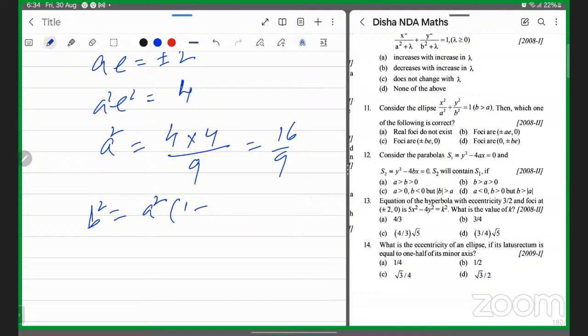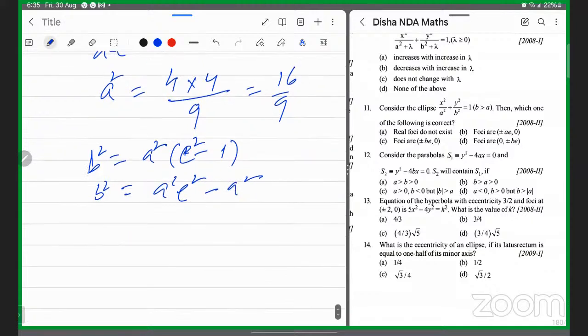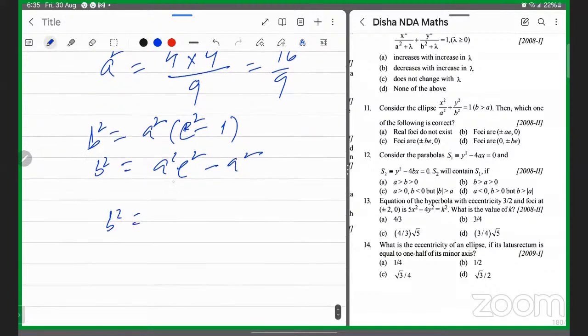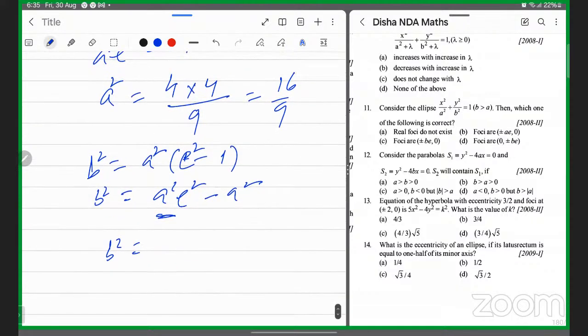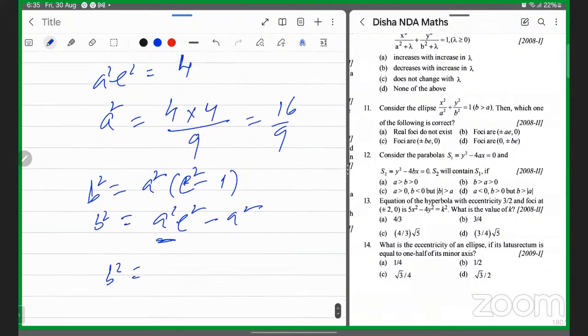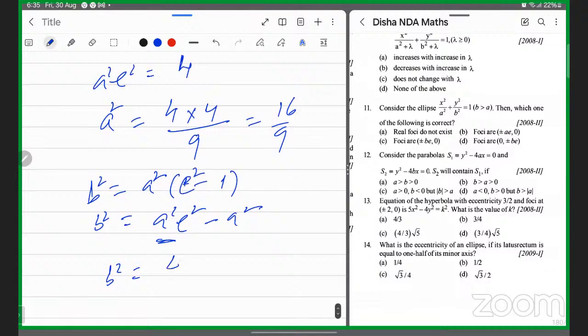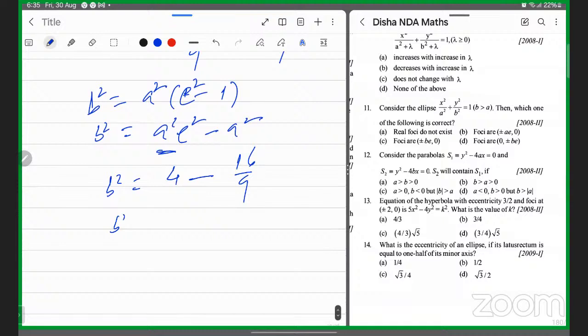So A square is a hyperbola E square minus 1. Okay. So A square E square. A square. What is A square by 9? A square E square? 4. No problem. So 20 by 9. 36.